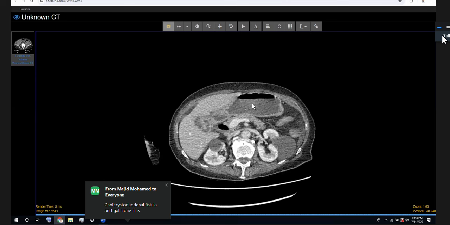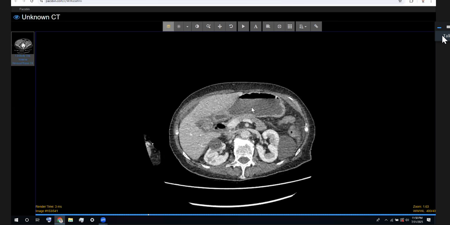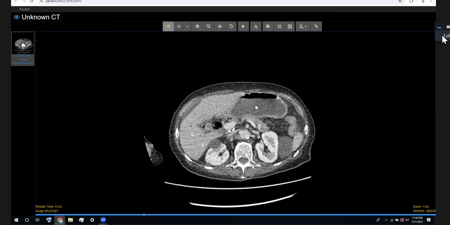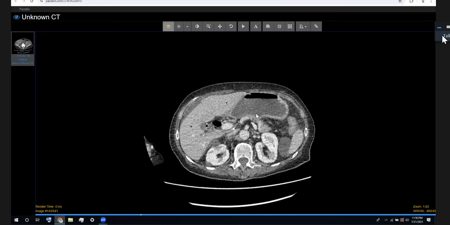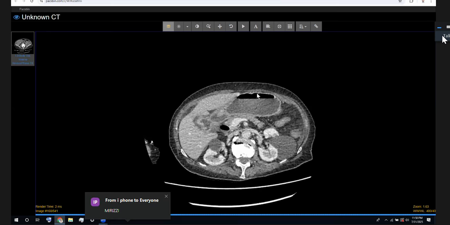So what can I ask you about this condition? If the gallstone was stuck more proximally in the duodenum, what would that condition be called? Do you know? Can you repeat it again?